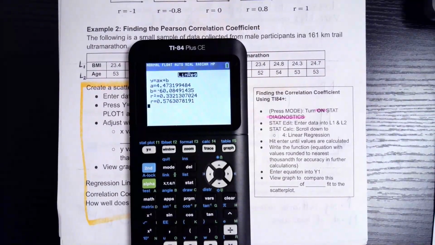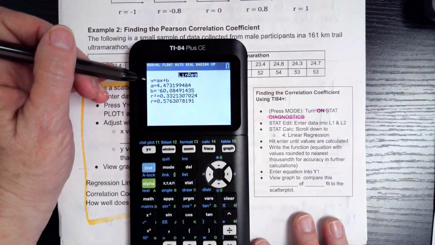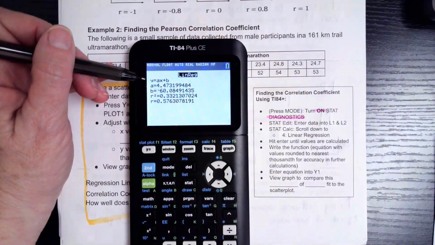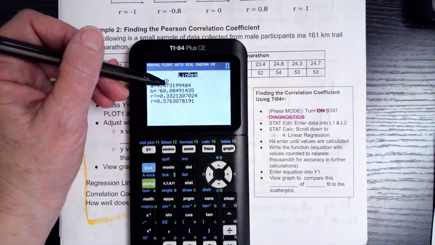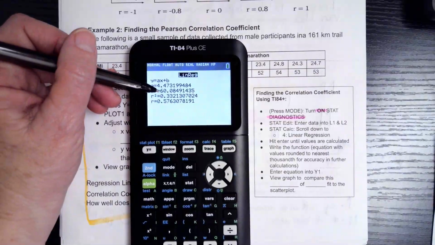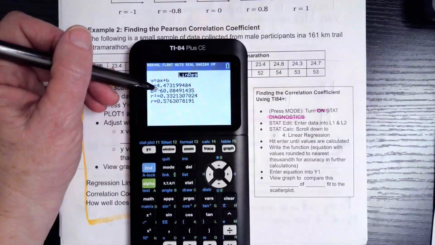instantly, which just blows my mind because I know the hard work that would go into this if the calculator didn't do it. But instantly, it writes it. Now, what's interesting about the format of this equation? Y equals AX plus B, but it's not M. Yeah, so they're using A for the slope instead of M. And they give you your slope. It's about 4.47 blah, blah, blah. And they give you your B beginning value. If they drew a line, it would be B beginning at negative 60, okay?